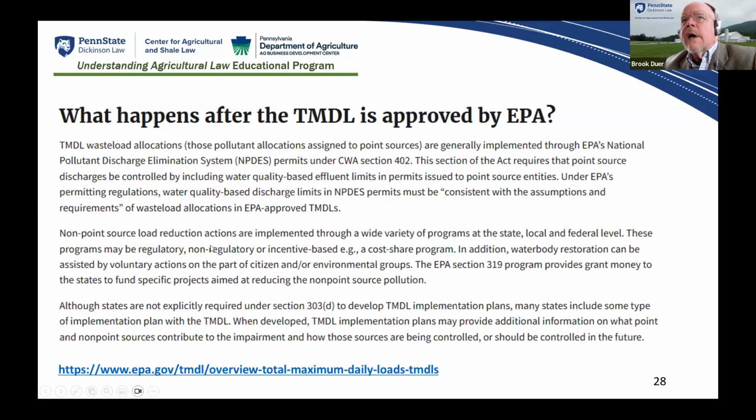And then non-point source load reductions are implemented through a wide variety of programs at the state, local, and federal level. This is where the rub gets in. This is where the implementation gets really tough. And that's what we're in the middle of right now. I said I wasn't going to mention the Chesapeake TMDL, but there I go.